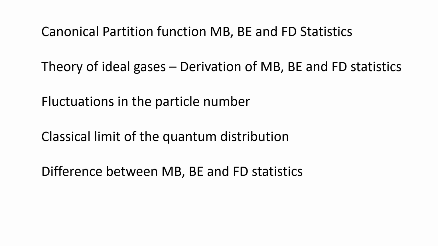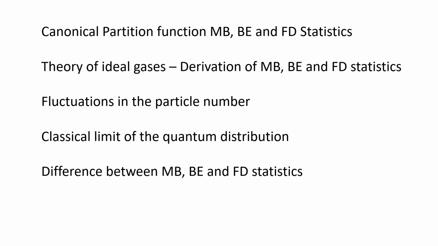Then we will talk about the theory of ideal gases, and we will derive the Maxwell-Boltzmann, Bose-Einstein and Fermi-Dirac statistics. We will talk about the fluctuations in the particle number and how we can get the classical limit of the quantum distribution, and we will also list out the differences between these 3 statistics.